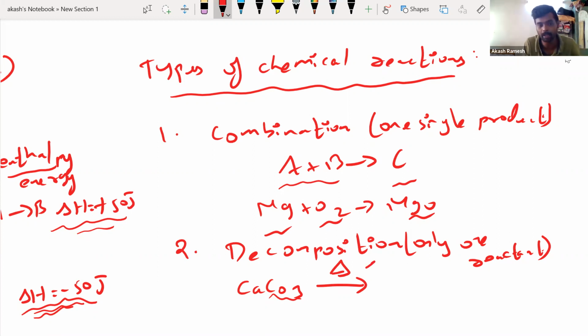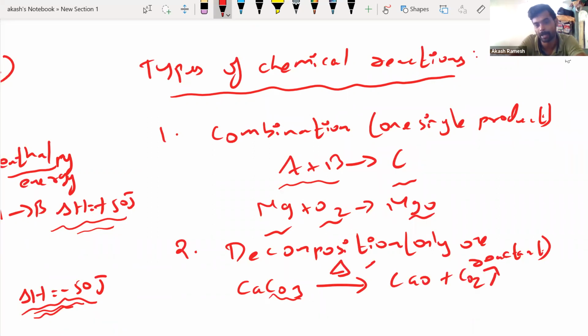Now that delta E, whatever we saw, that talks about the difference. Now this delta talks about what? This delta talks about heating. So when I'm going to heat CaCO3, I am actually going to get calcium oxide, and carbon dioxide gas will be evolved.